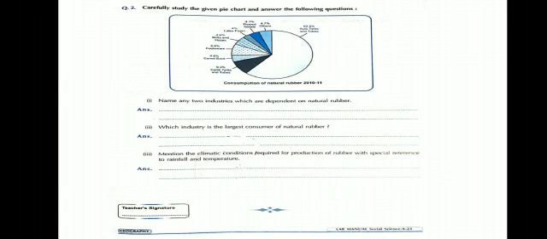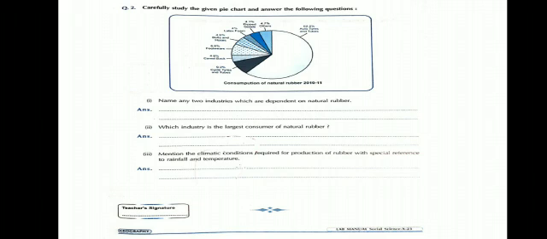Then come to the next page. This page also has a picture based question. Here you can see a pie diagram is drawn. Based on this pie diagram, or pie graph, there are 3 questions here. Number 1 is: name any 2 industries which are dependent on natural rubber.